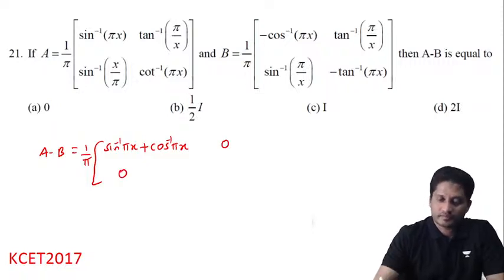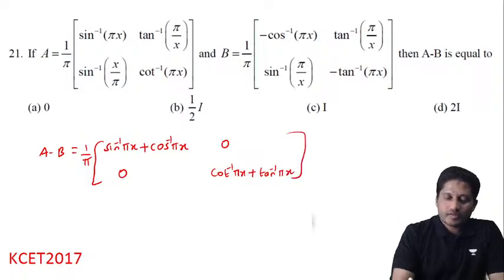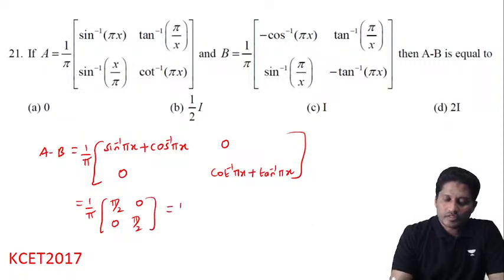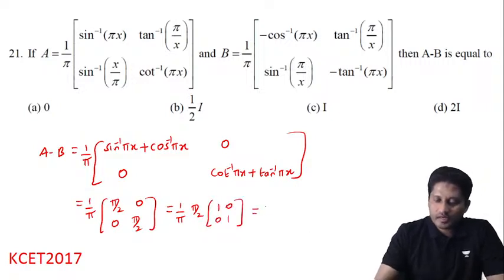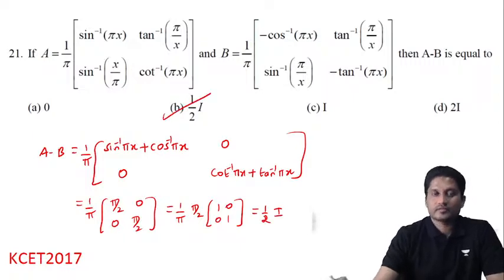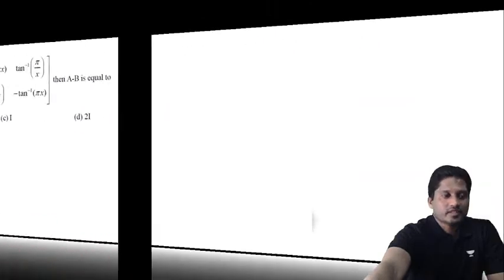When this is 0, cot inverse of pi x plus tan inverse of pi x. Sin inverse plus cos inverse is pi by 2, right? Pi by 2, 0, 0 and pi by 2. So this is 1 by pi, this is pi by 2, 1, 0, 0, 1. This is half of I. Okay, answer is option B. Let's move to the next question.